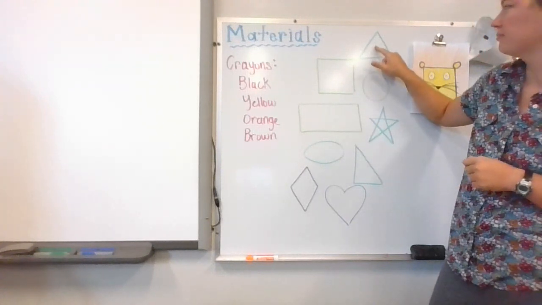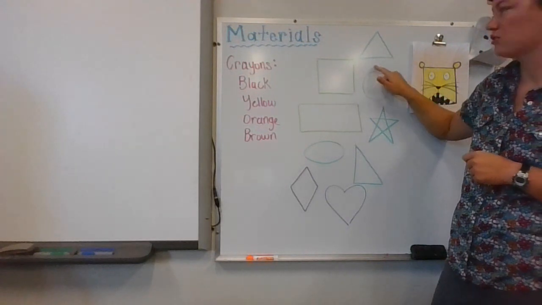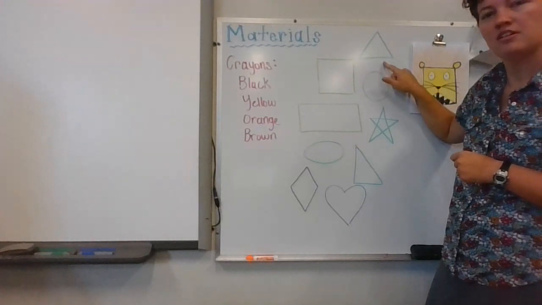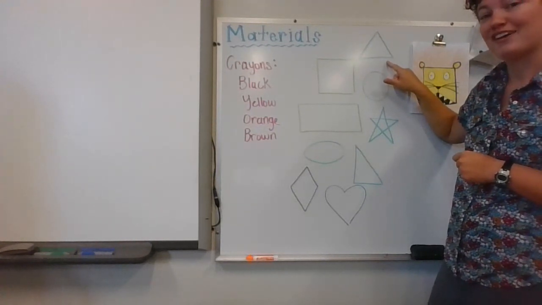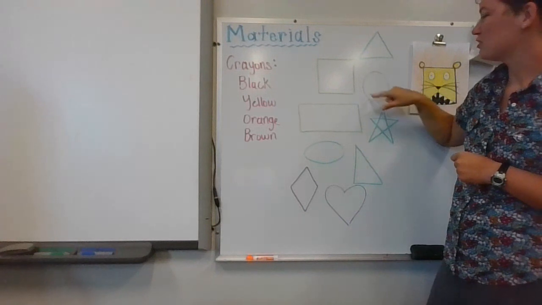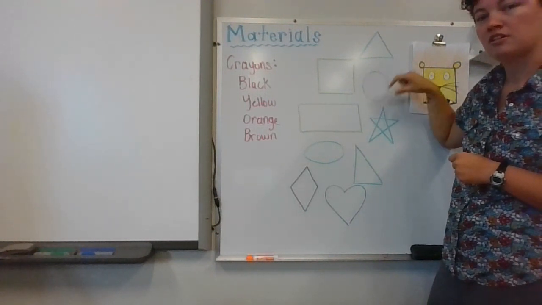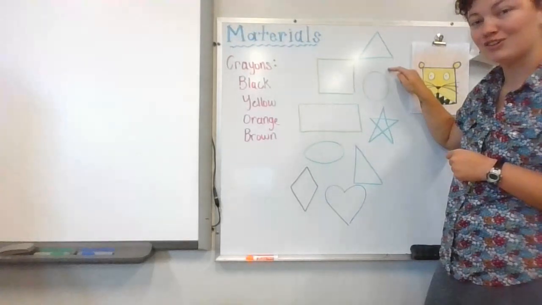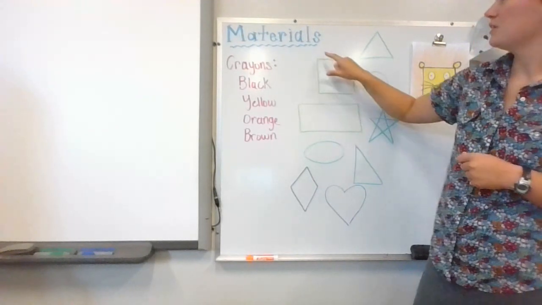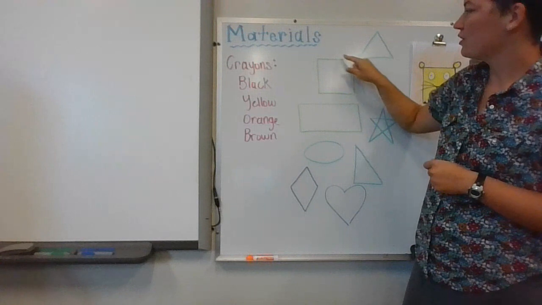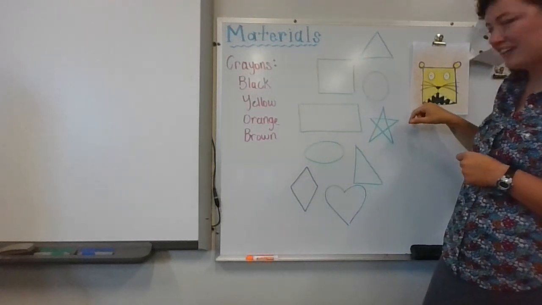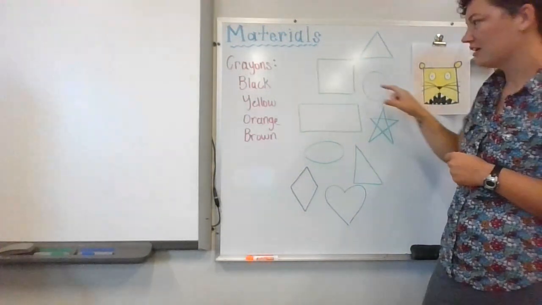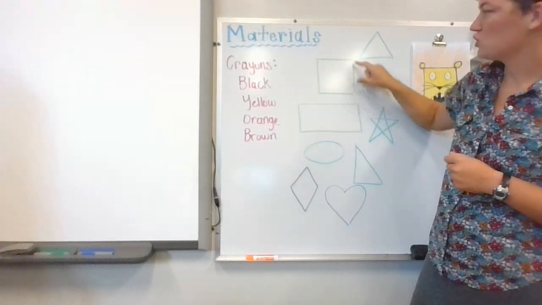So what's this shape here? Got 3 sides. Triangle. What about this round shape? Everybody see it? A circle. What about this shape with 4 sides? And I said that's what our lion was made with. A square.